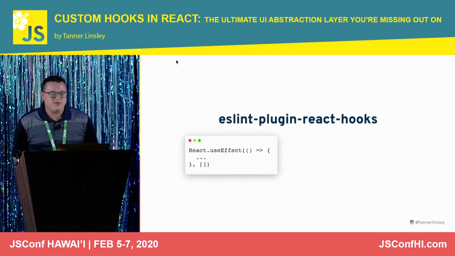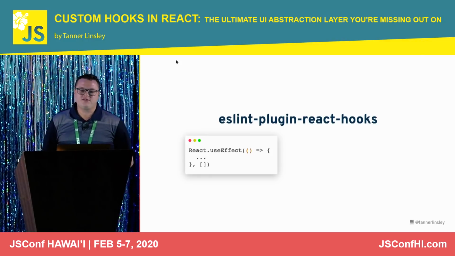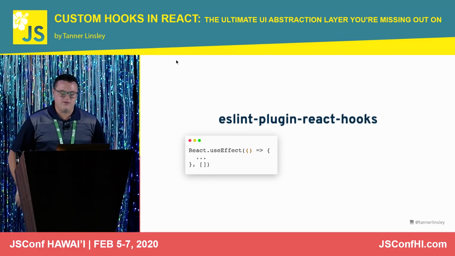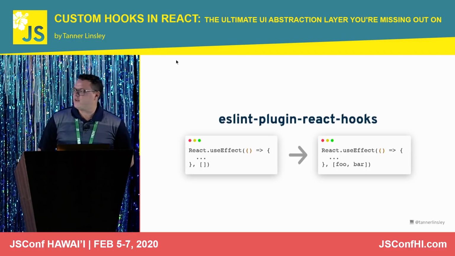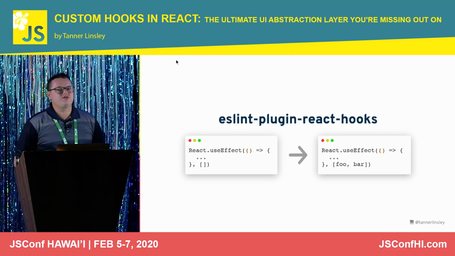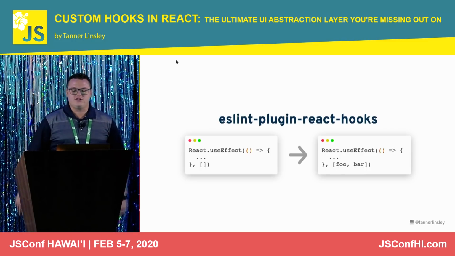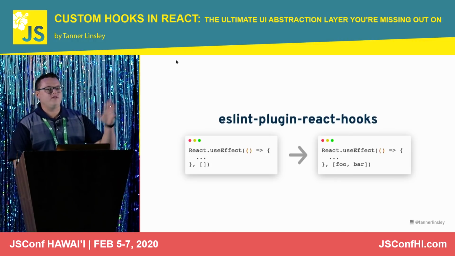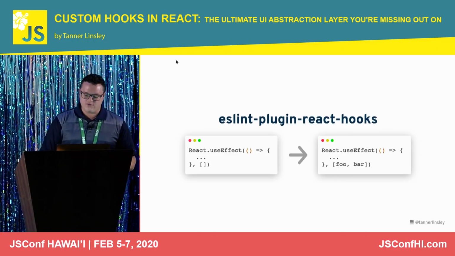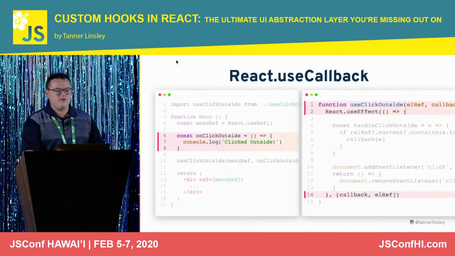Now, if you're using the ESLint plugin React hooks, which you should be, 99% of the time it does exactly what you want it to. It auto-fills effect dependencies for your hooks. It's so helpful. I love it. You can just hit save, and if you have ESLint set up, it will just do the changes for you. And that's what it did here when we built our hook.